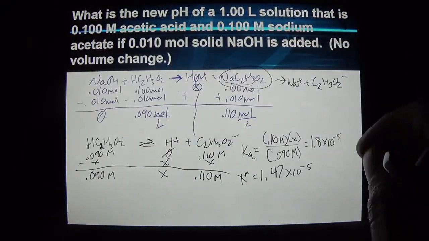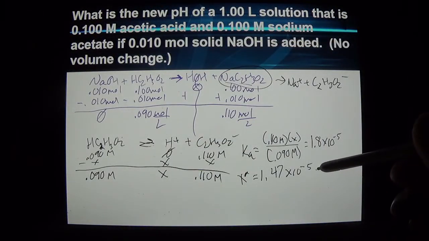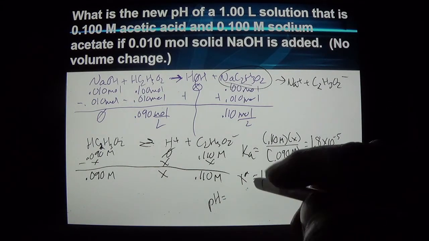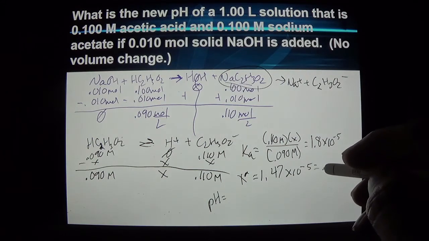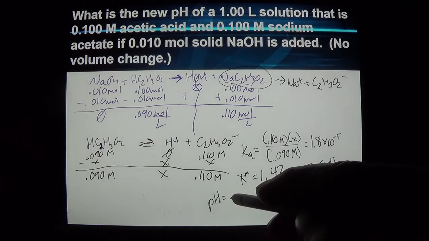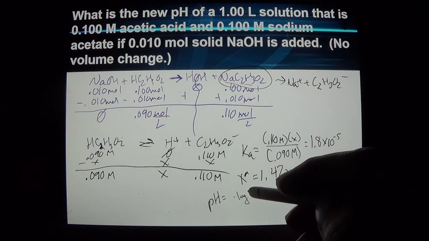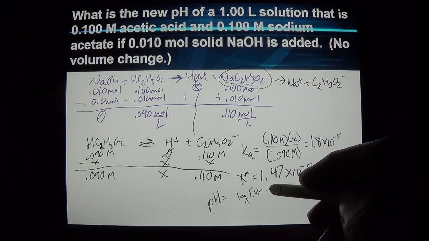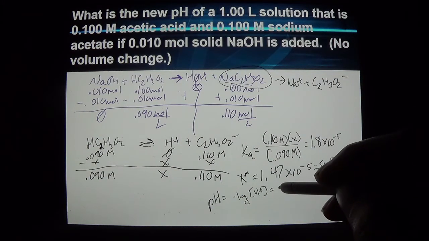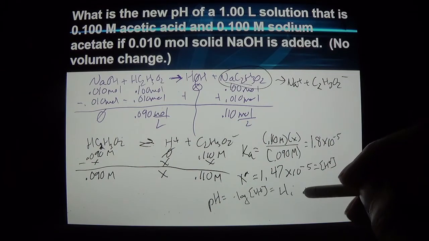Sure, let's go 2 slides ahead. And now I'm going to answer my question by actually finding the pH. So X is the concentration of H+. So my pH is the negative log of the concentration of H+. So it's the negative log of that number there. So I'm going to go negative log of the number I just got. And I see my pH is 4.83.